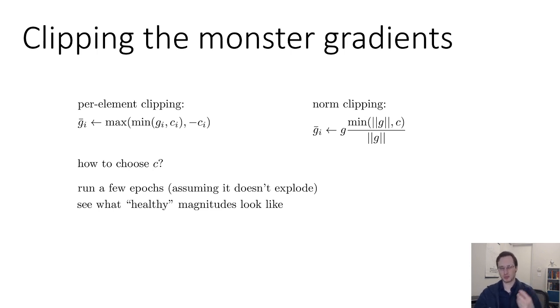Remember, you're not trying to do something really clever with C. It's really meant to be a measure of last resort for when something really blows up, and then you clip it a little bit. If you follow all the other rules, like using batch normalization and stuff like that, you shouldn't get these monster gradients too much, unless you have a bug. So choosing C somewhat heuristically is okay in that case.